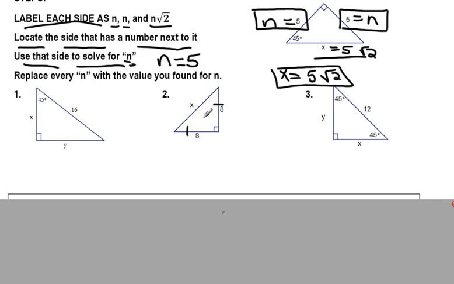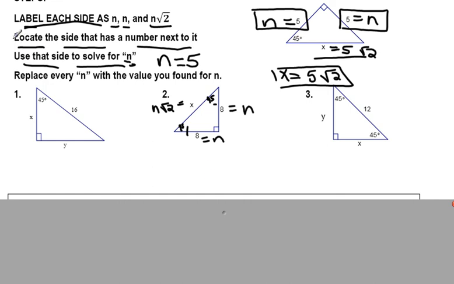And remember, in an isosceles right triangle, there's 90 degrees left to split between these two angles. So 90 divided by 2 gives us 45. So each of these angles is in fact a 45-degree angle. Now that we found the measures of the angles and we know that this is a 45, 45, 90 triangle, we label each side as n, n, and n square root of 2. So the side opposite the 45 is n, the side opposite the other 45 is n, and the side opposite the 90 is n times the square root of 2.